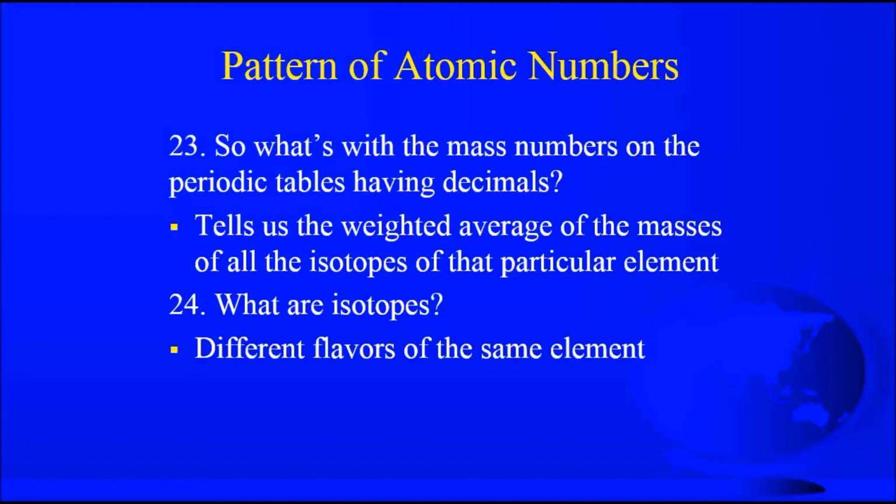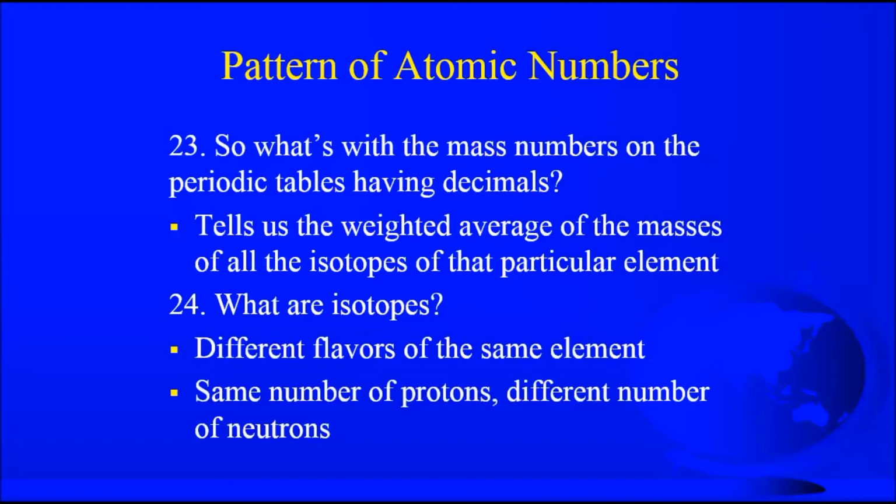They're slightly different. If you were to look at their DNA, it would be 99.999999999% the same, and there's a tiny little difference. We can say that they are isotopes of each other. Different flavors of the same element. Same number of protons. Different number of neutrons. So they're going to differ by the number of neutrons.